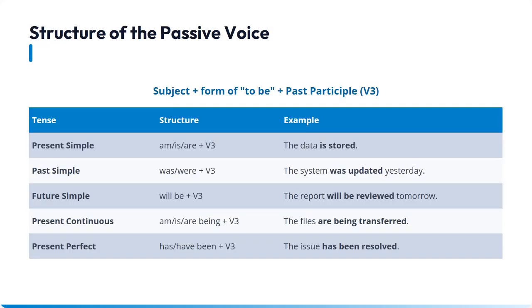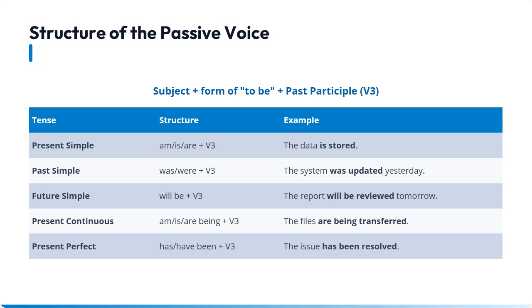Okay, now let's learn the structure of the passive voice. A sentence formulated in the passive voice contains the subject plus the verb in passive voice. The verb in passive voice is formed from the verb to be and the past participle of the verb. The past participle for regular verbs is the verb plus ed. However, for irregular verbs, it can be found in the third column of the irregular verbs list.